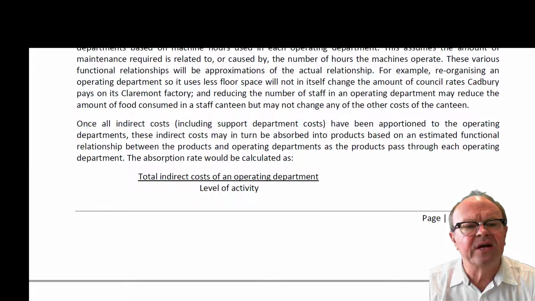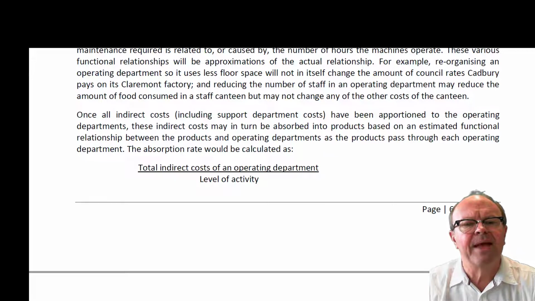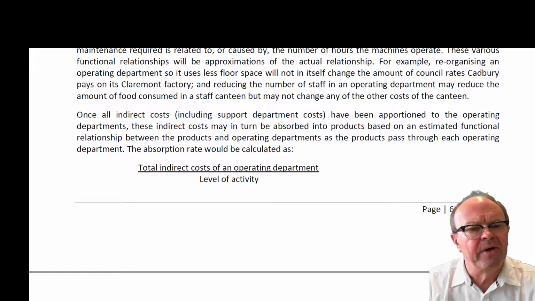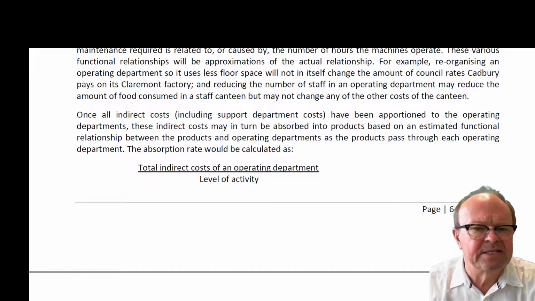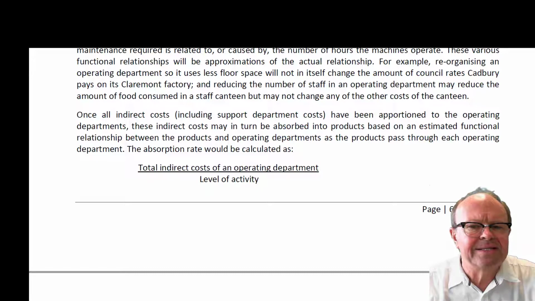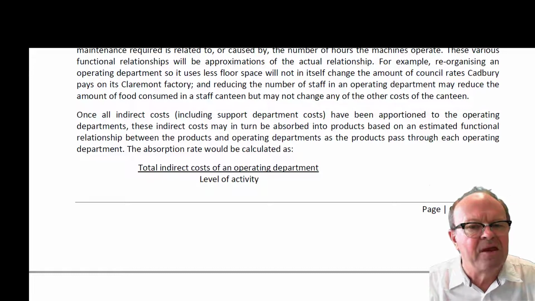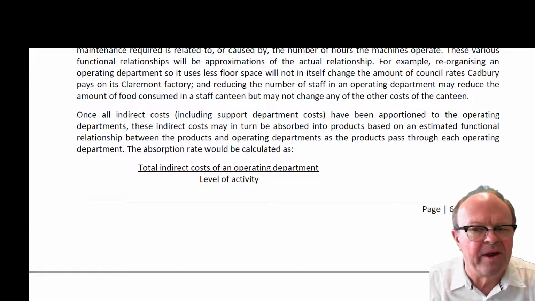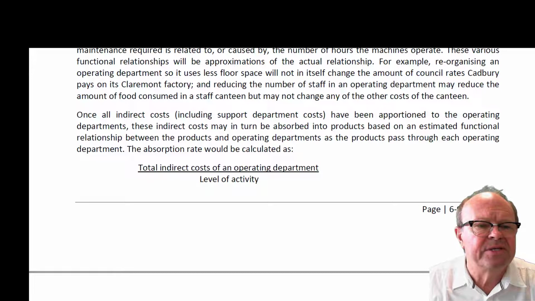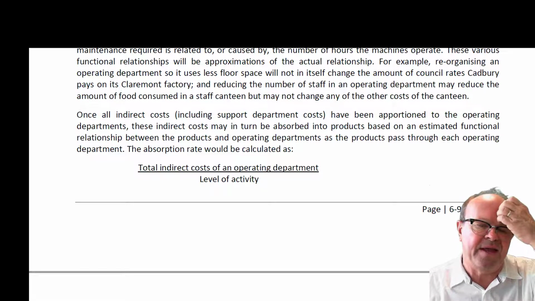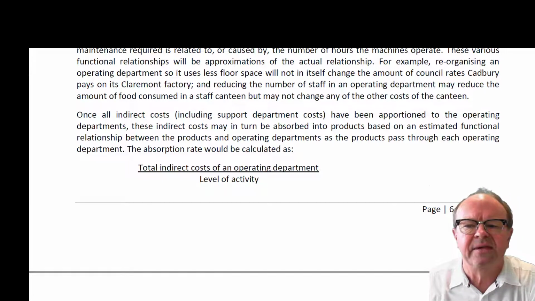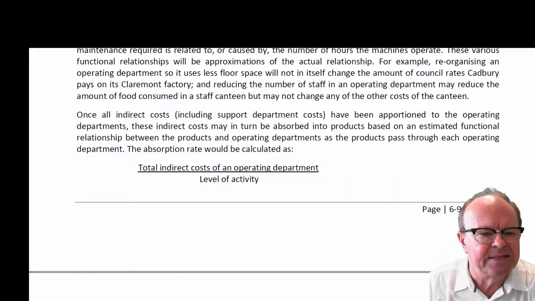These various functional relationships will be approximations of the actual relationship. For example, reorganizing an operating department so it uses less floor space will not in itself change the amount of council rates Cadbury pays on its Claremont factory. And reducing the number of staff in an operating department may reduce the amount of food consumed in a staff canteen, but may not change any of the other costs of the canteen.